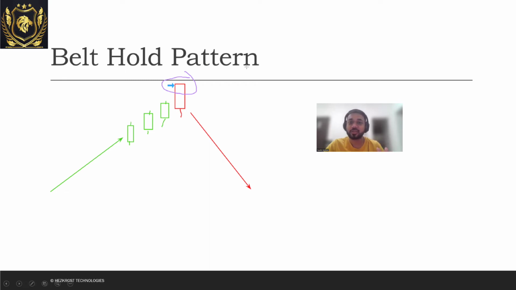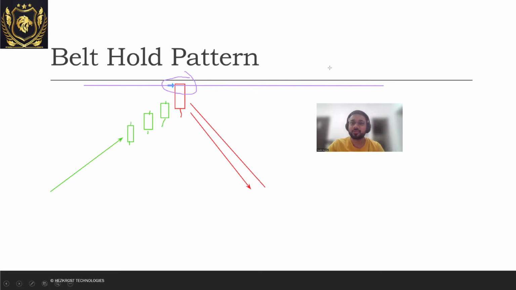Now, a disclaimer: this pattern will generally work near your support or resistance line. If the resistance line is somewhere here, you can expect that it is not breaching its resistance. This particular stock has reached its resistance, and since it has already reached its resistance, that is the reason you see a bearish pattern getting formed and the stock moving in the downward direction.